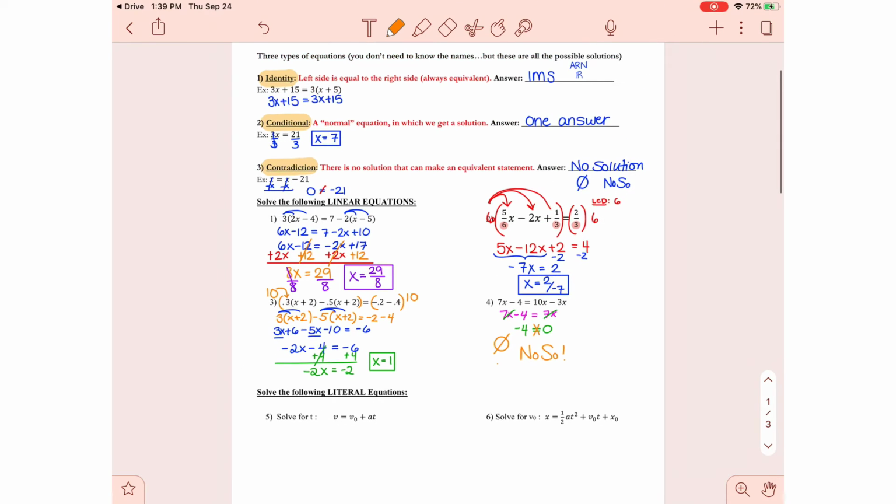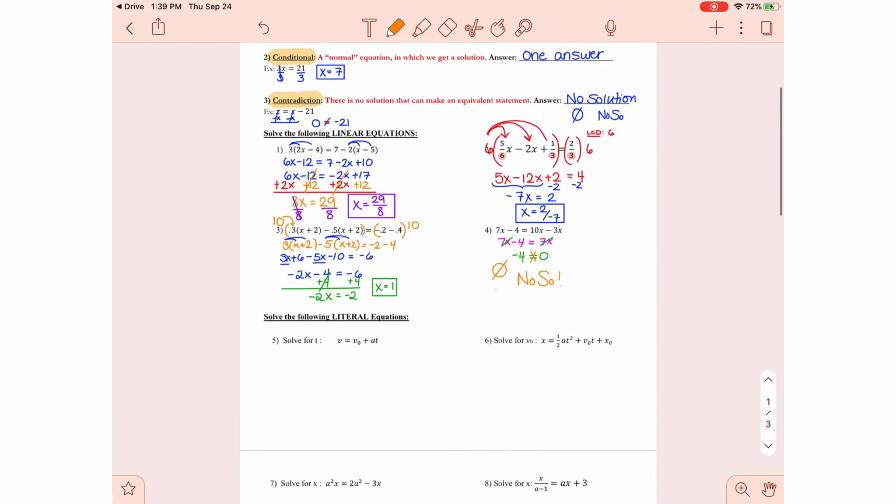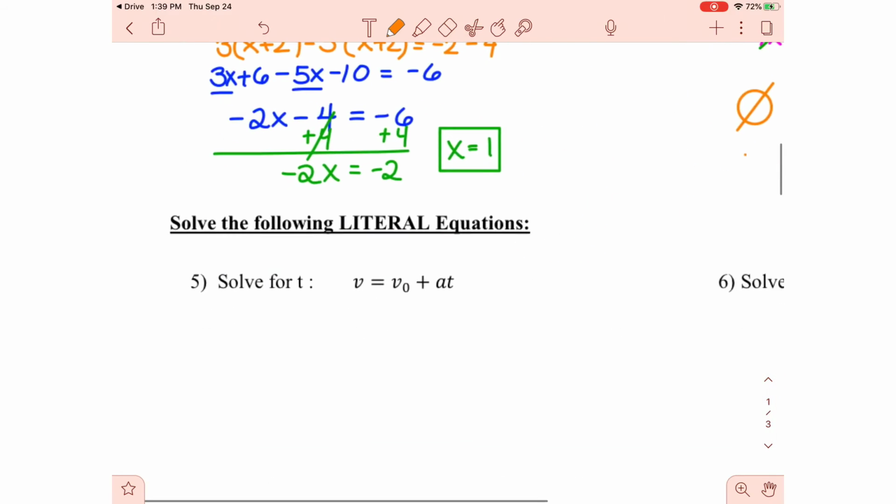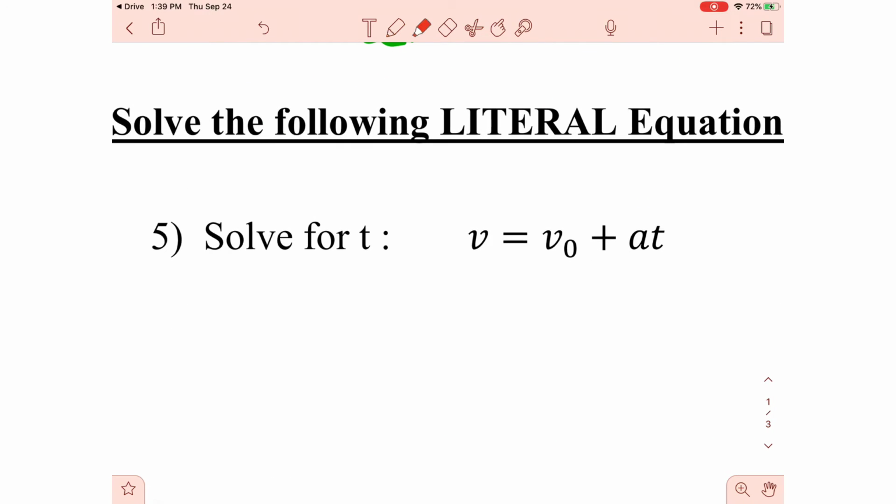Those are all linear equations, all right? And then I have something called literal equations for the second half of our notes. Literal equations have more than one variable in them when you're solving for a variable. So your answer will not be one numerical answer. It'll have several parts to it. So when it says solve for t, it means I want to get t by itself. So if I look at my equation, I'm trying to get this t by itself.